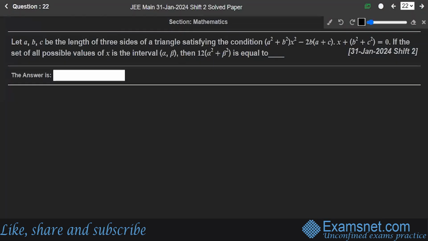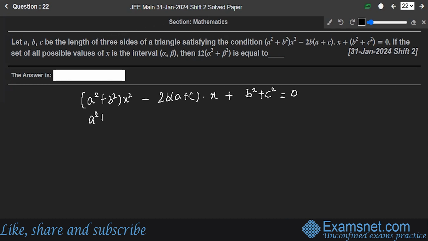Question number 22. Let a, b, c be the lengths of three sides of a triangle satisfying this condition. If the set of all possible values of x is in the interval alpha to beta, then what is the value of this expression? You are given the condition as (a square plus b square) x square minus 2b(a plus c) x plus b square plus c square is equal to 0.